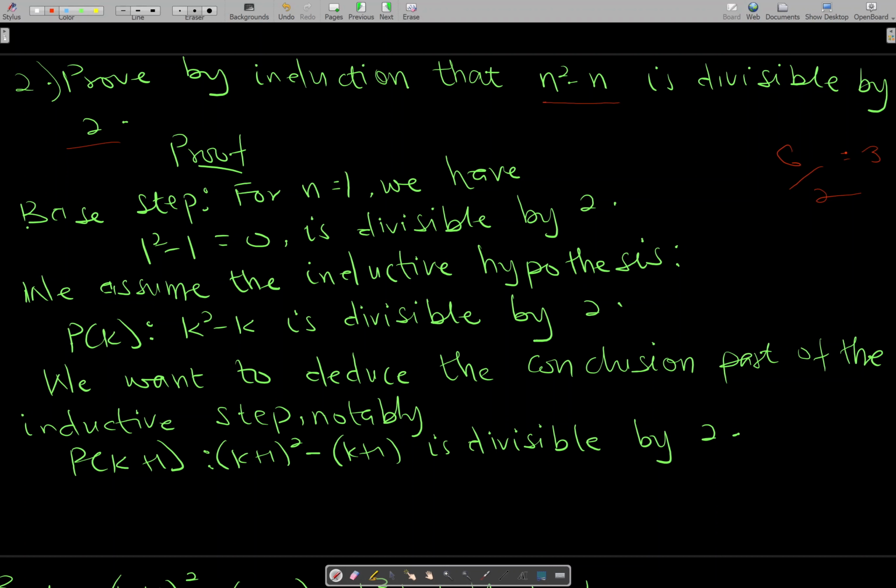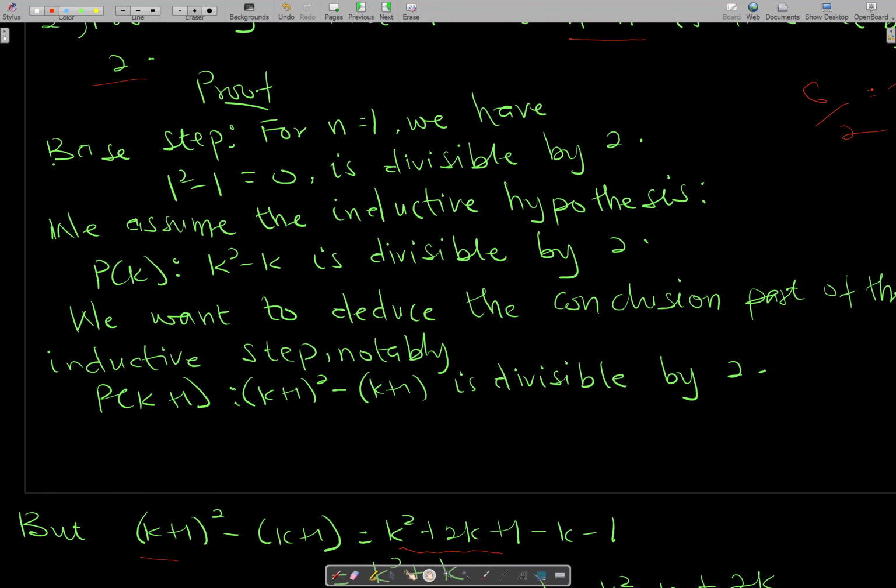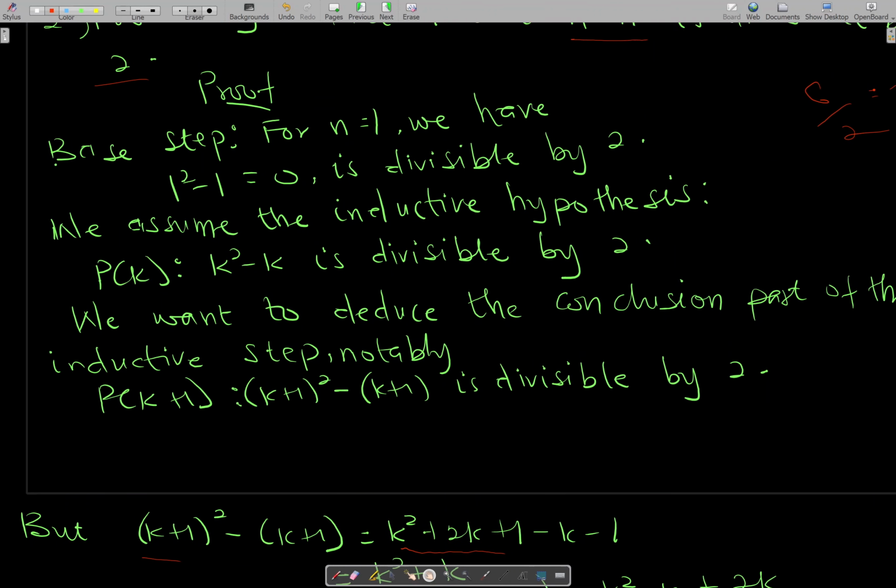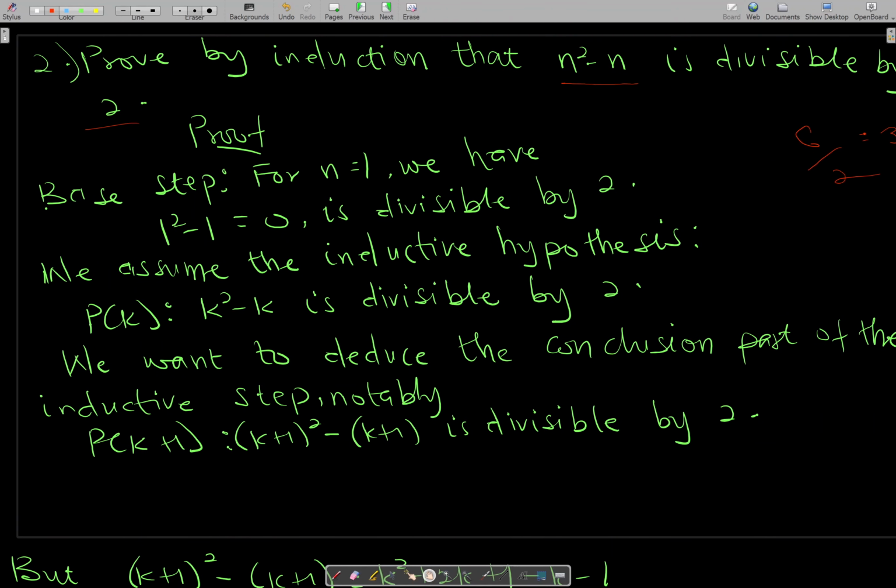Right. So now let's begin our proof. First step, that's the base step. You choose the first natural number, which is 1. So for n equals 1, we were given n squared minus n. When you choose n as 1, we get 1 squared minus 1. And we know that 1 squared is 1. Then 1 minus 1 is 0. And 0 is divisible by 2. 0 divided by 2 is still 0, right?